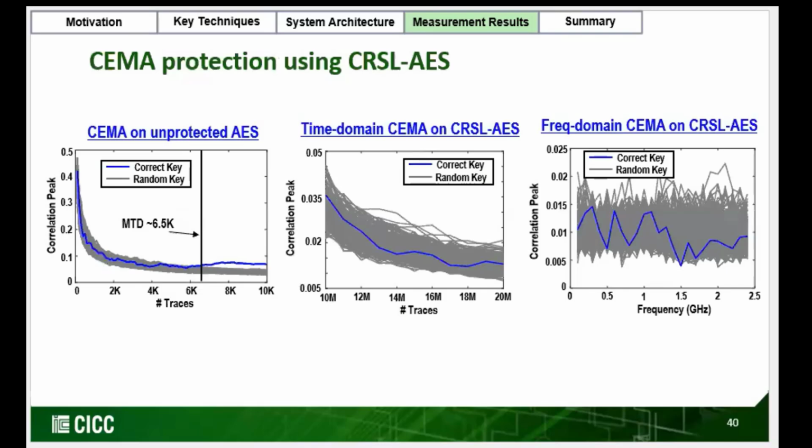We did a similar experiment for correlational EM attack as well. We see that unprotected AES can be broken with just 6.5K traces. However, time domain and frequency domain correlational EM attack is unable to break AES 256 even with 20 million traces.